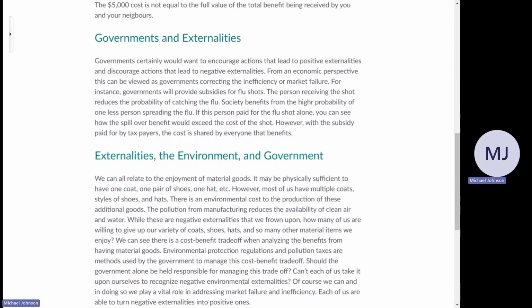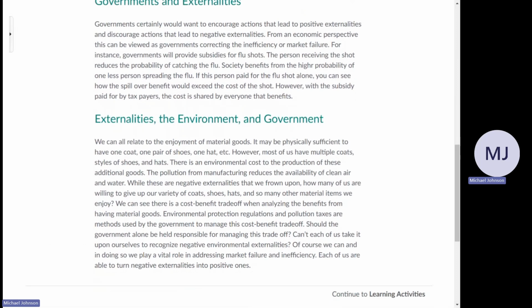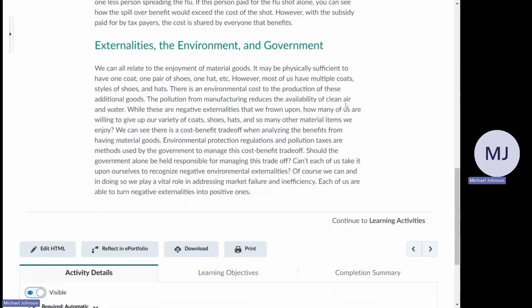And governments and externalities. So governments certainly would want to encourage actions that lead to positive externalities and discourage actions that lead to negative externalities. From an economic perspective, this can be viewed as governments correcting the inefficiency or market failure. For instance, governments will provide subsidies for flu shots. The person receiving the shot reduces the probability of catching the flu. Society benefits from the higher probability of one less person spreading the flu. If this person paid for the flu shot alone, you can see how the spillover benefit would exceed the cost of the shot. However, with the subsidy paid for by taxpayers, the cost is shared by everyone that benefits.